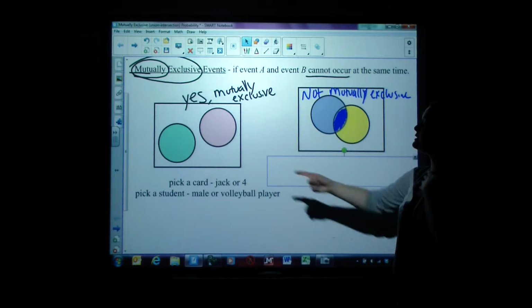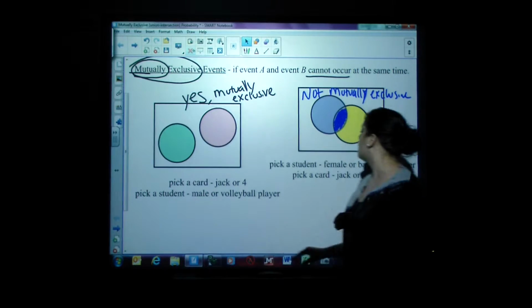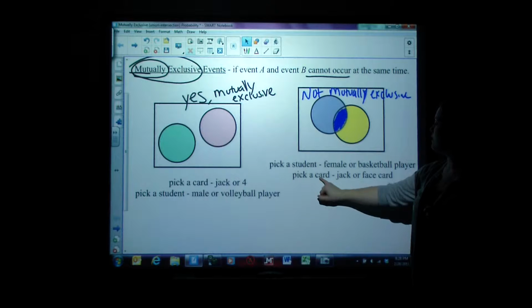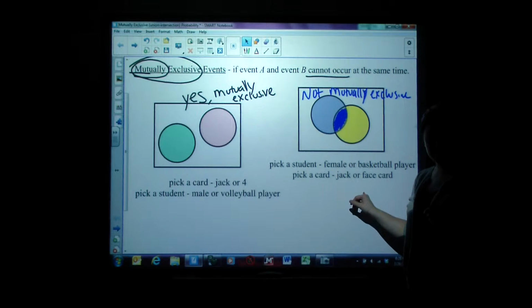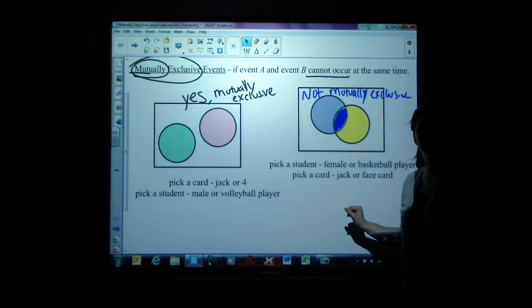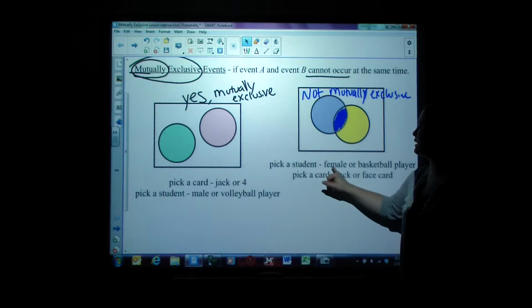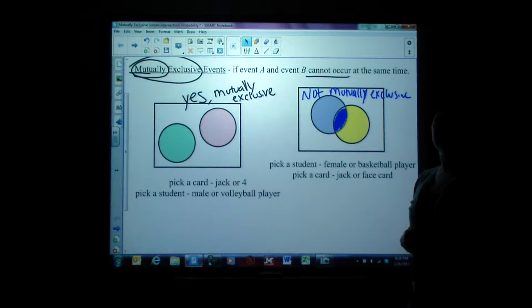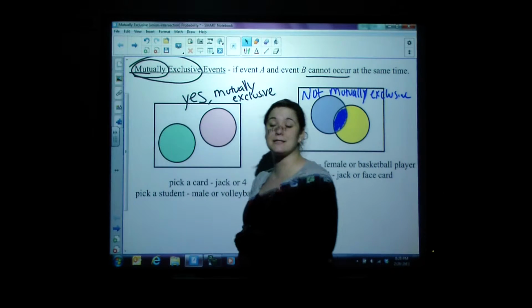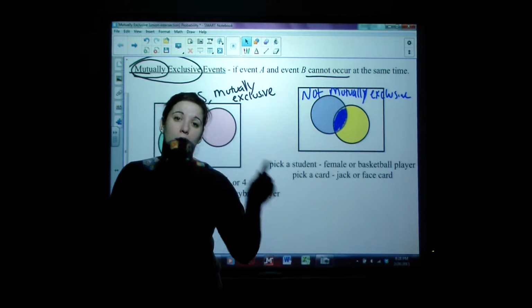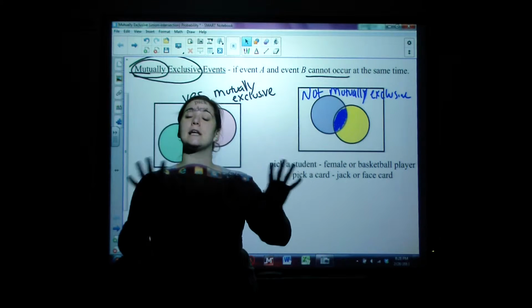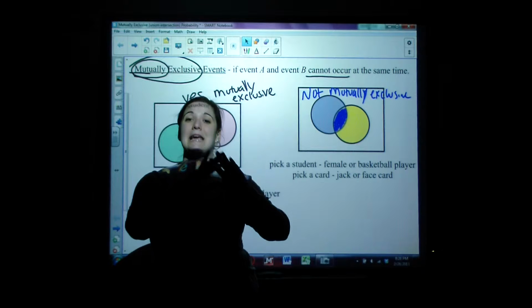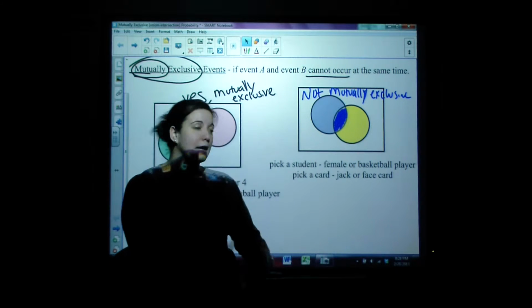Let's look at some ideas. Let's look at another card idea. If we go jack or a face card, is it possible for those to happen at the same time? You bet. Jacks are face cards. How about picking a female or a basketball player? Yes, at this school we have girls basketball, which means it is possible to pick one student who is both female and a basketball player. Those items are not mutually exclusive because they can happen at the same time.